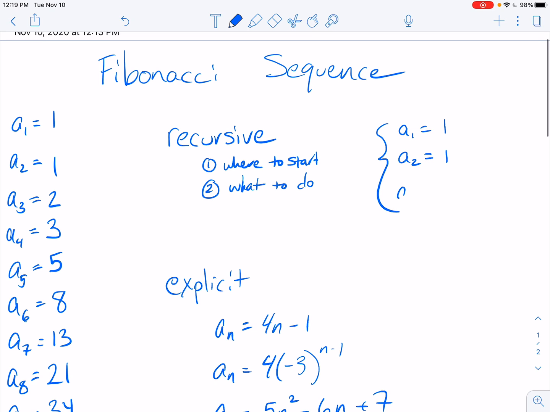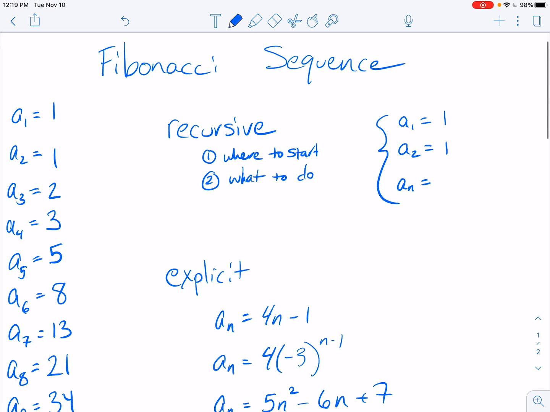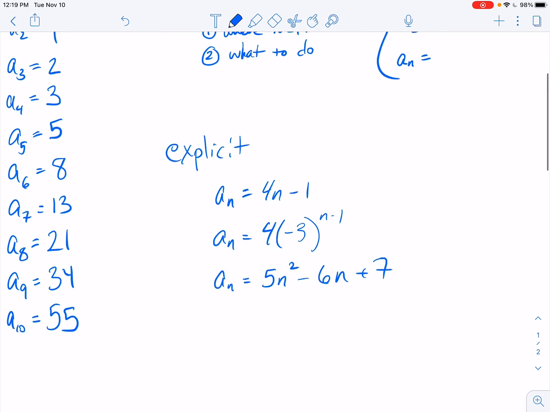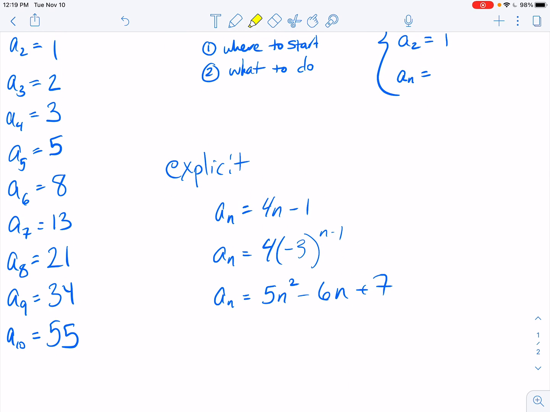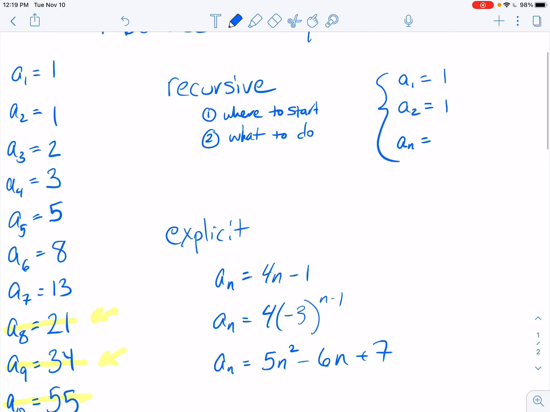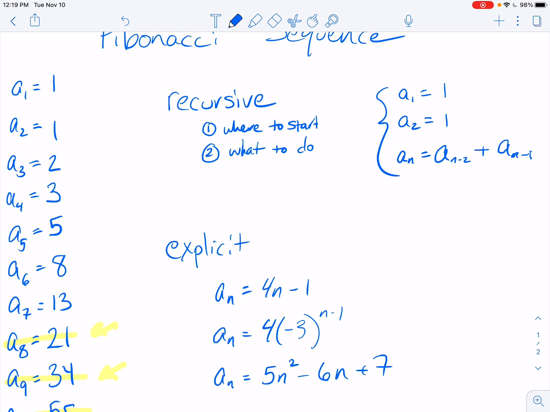So now to find any nth term, think about this for a second. Say I wanted to find the 10th term. I had to look back to the 8th and the 9th term. Well, how are those two related to this third one? Well, 10 minus 2 is 8, and 10 minus 1 is 9. So what we'll say to find our nth term is we need to do a sub n minus 2 plus a sub n minus 1.